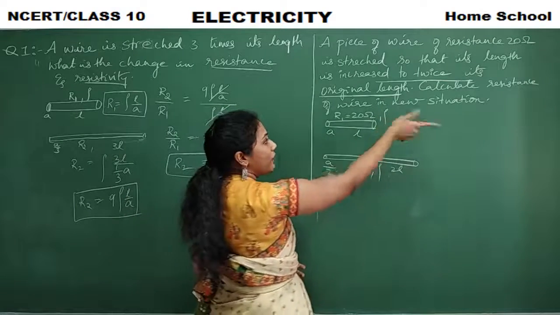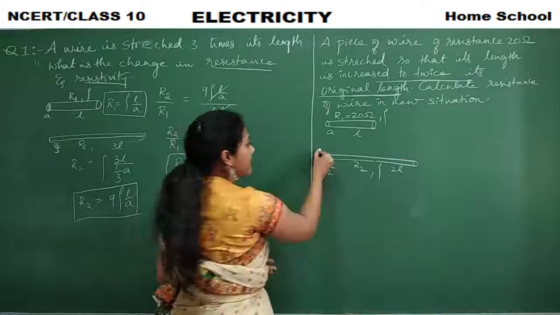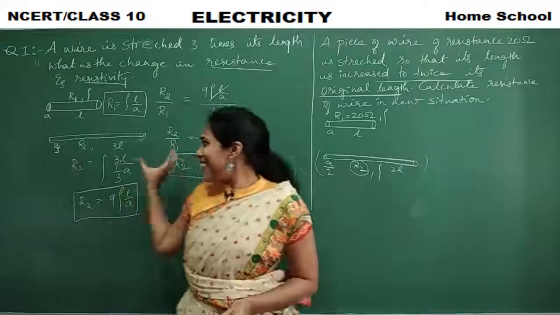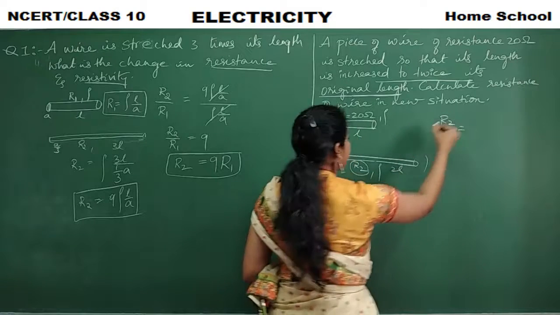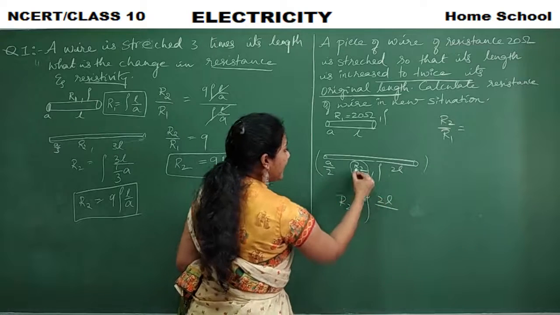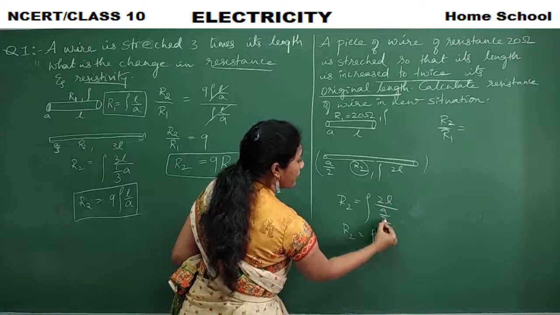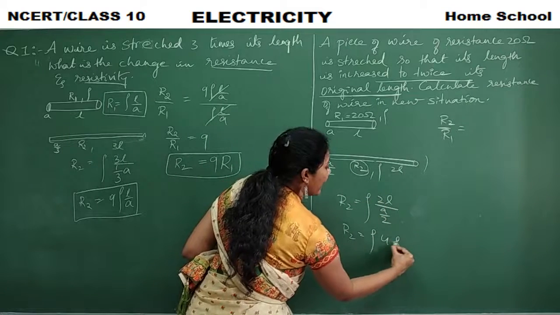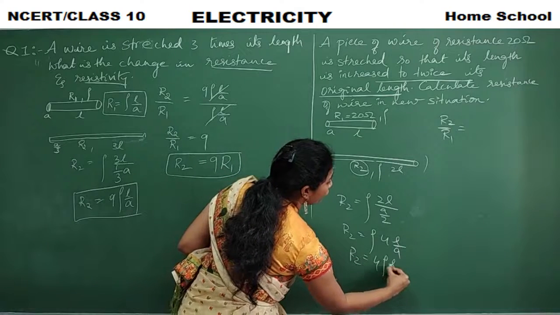Fine. What do you have to calculate? Calculate the resistance of the wire in the new situation. Now this is a new situation. You have to calculate the R2 value here. Same as this, take a ratio, R2 by R1. So what is R2? R2 is equal to rho into length 2L, area is A by 2. So R2 is equal to rho into, denominator goes to numerator, so 2 into 2, 4L by A. This 4 I'll take outside. R2 is equal to 4 into rho L by A.